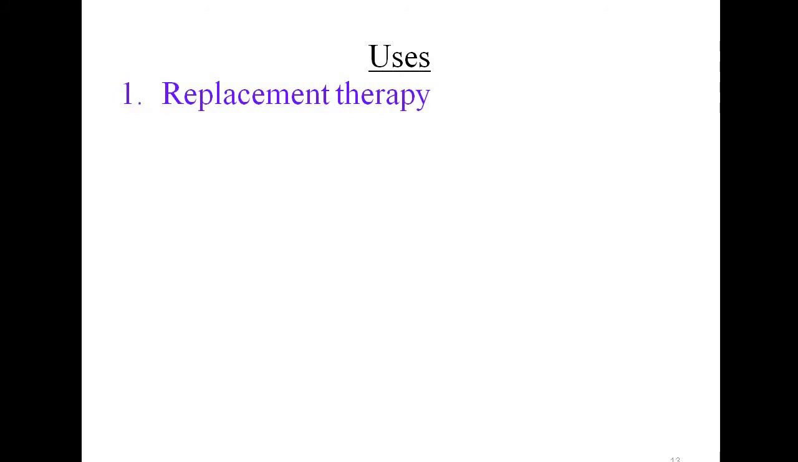Now, any hormone use can be broadly divided into two: replacement therapy and non-replacement therapy. When do we say replacement therapy? That is, when the patient is not producing enough of the said hormone, it needs to be given from outside. So when do we use replacement therapy with corticosteroids?